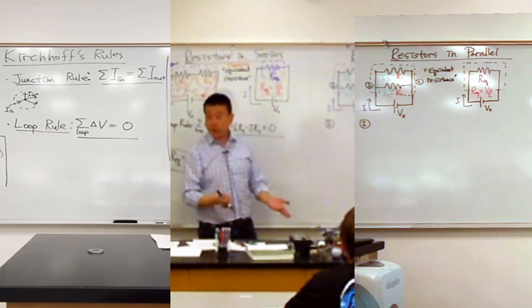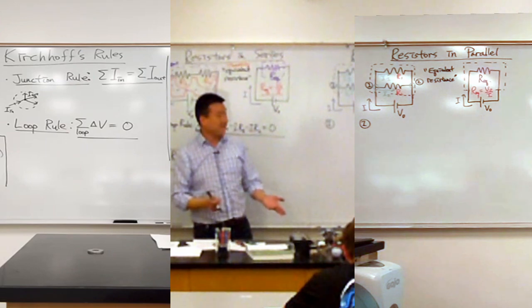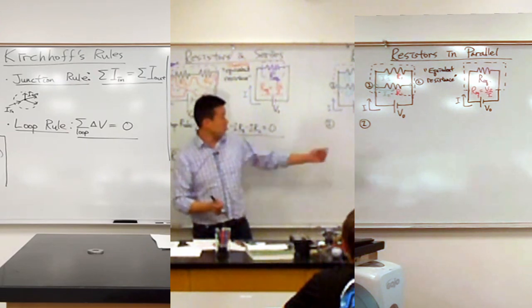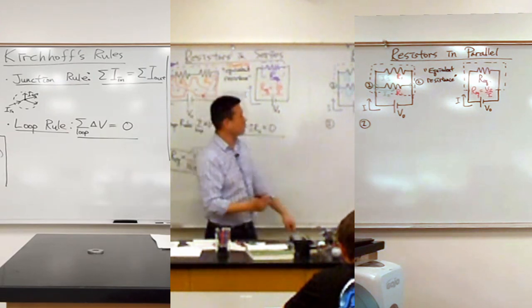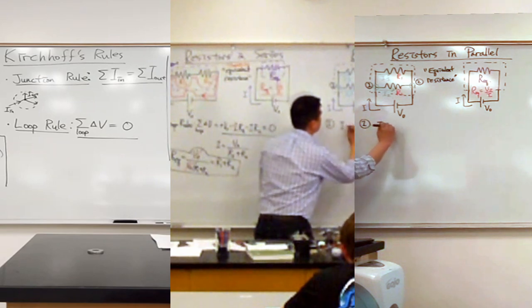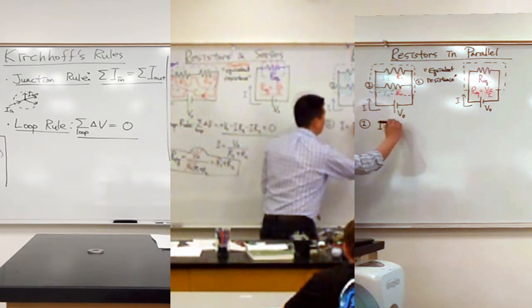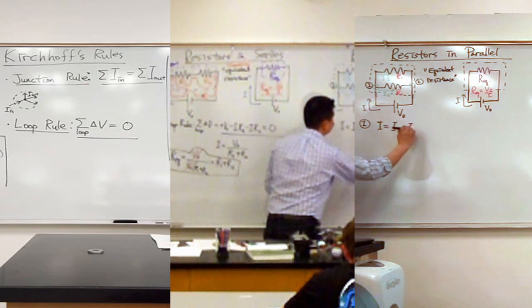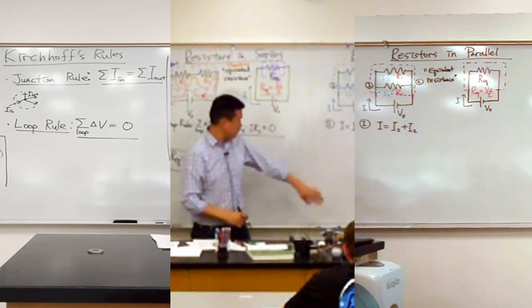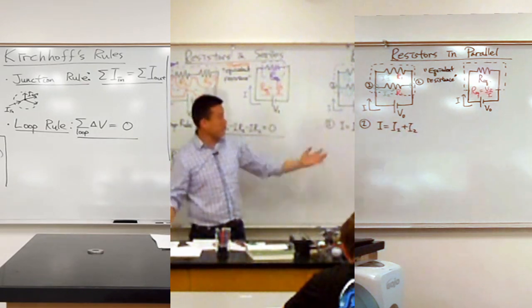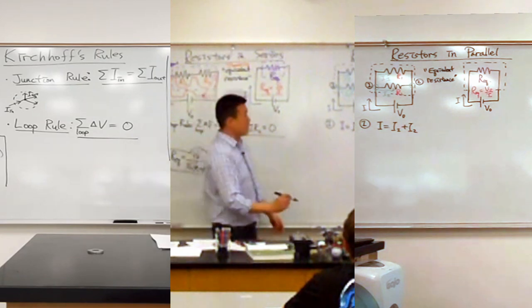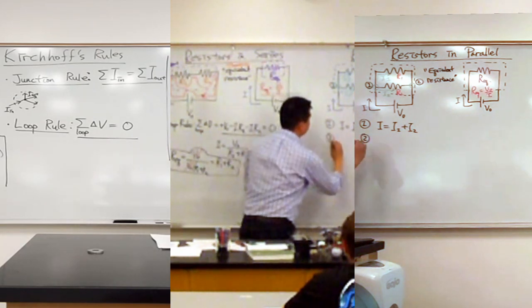So I add up all the currents coming in. What are the currents coming in? Just the I, the way I have it labeled. So I is equal to the currents going out, I1 and I2. I1 plus I2. All right, so that's one equation. Let me get myself another equation here. So equation 2.